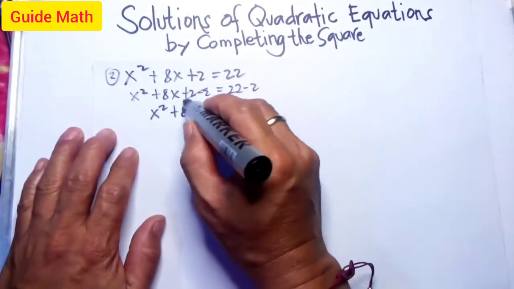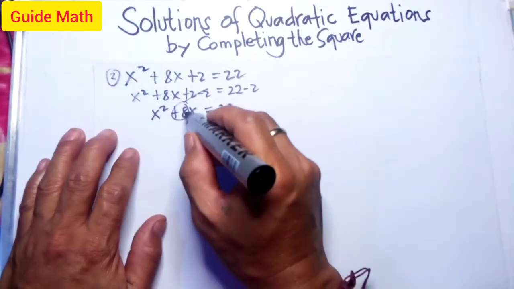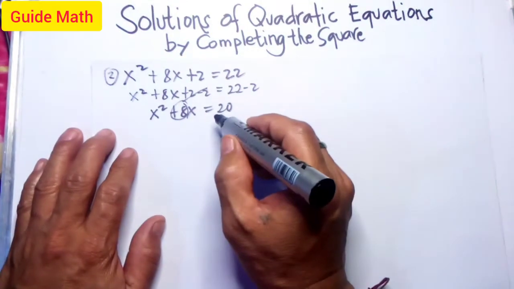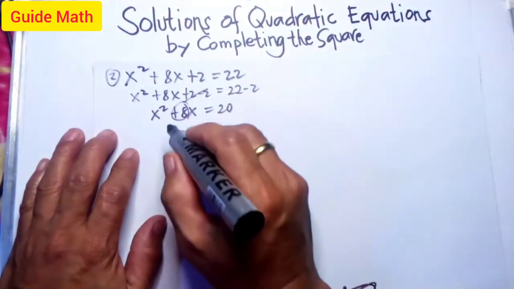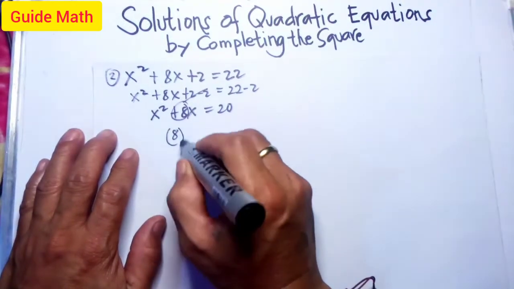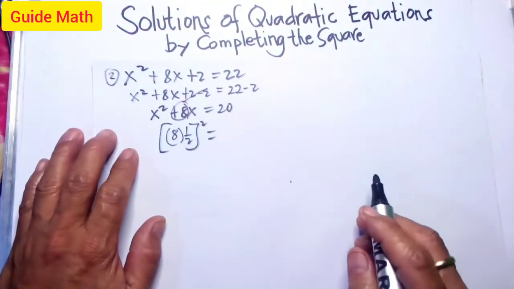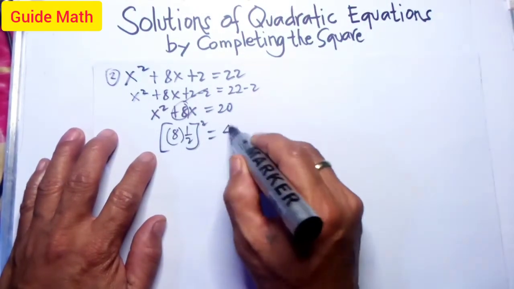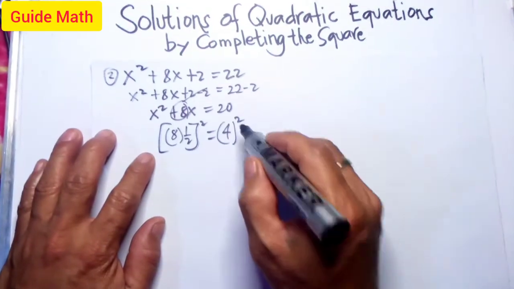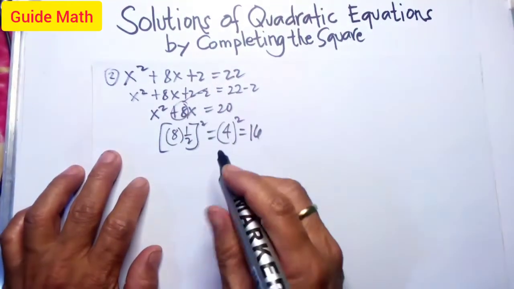And then we get the numerical coefficient of the linear term. Then we multiply it by 1/2 and square that. The result is what we add to both sides of the equation. So we have 8 times 1/2, then we square that. So 8 times 1 is 8, divided by 2 is 4. We square, which is equal to 16. We add 16 to both sides of the equation.